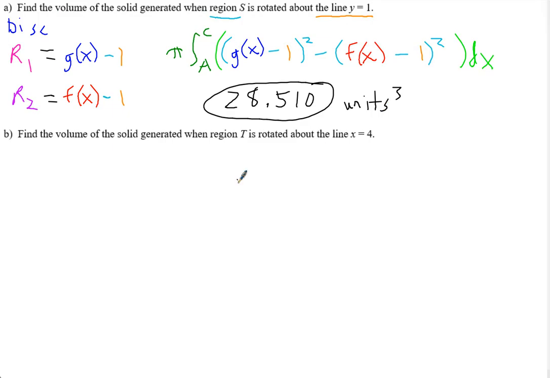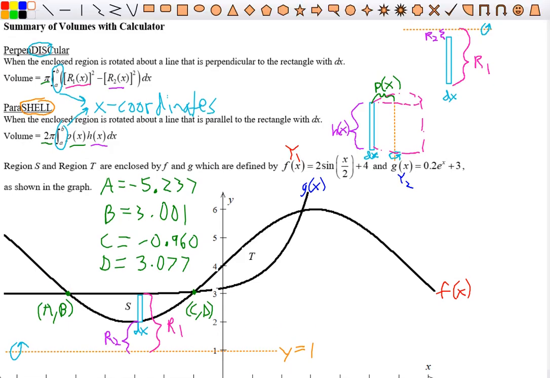Now it says we want to find the volume of the solid generated with region T. So we're looking at a different region here. It is rotated about the line x equals 4. Notice the wording is very similar on these, but let's look at region T. Let's draw a vertical rectangle in there. Again, with disk and shell, you always use a vertical rectangle when it's rotated either method. I'll just draw it about right in here. Draw it anywhere in there. And then dx.